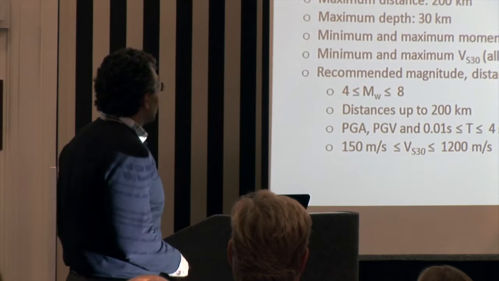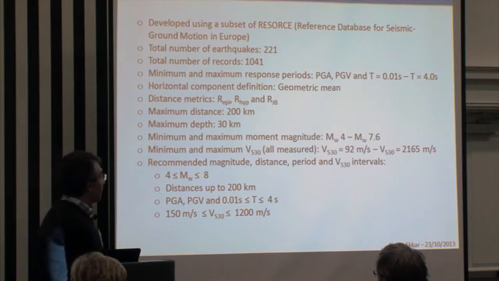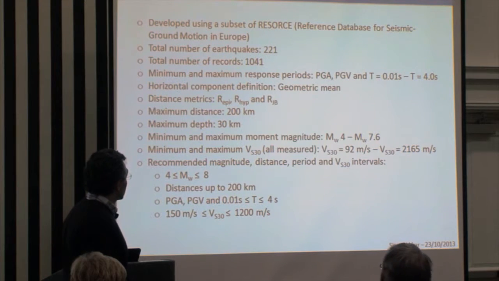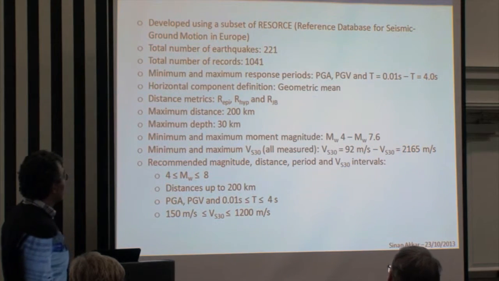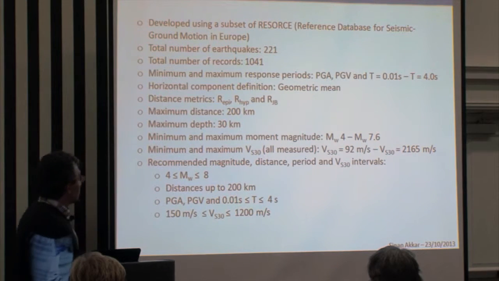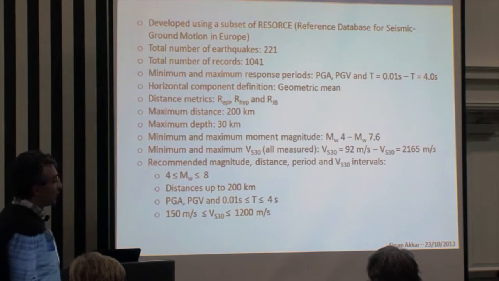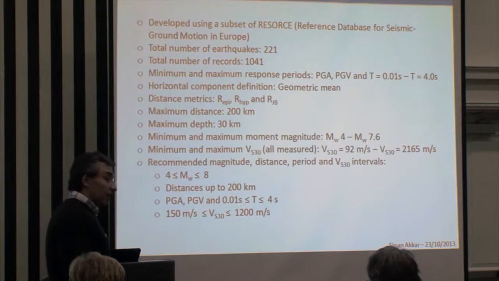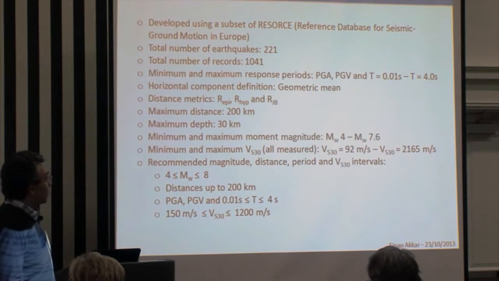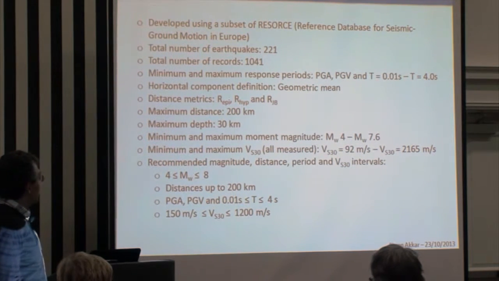All right, so these are the major features of the ASB13 predictive model. We used a subset of what we call RESORCE, which is hopefully going to replace Ambraseys et al.'s European Strong Motion Data Bank. We used a total of 221 earthquakes while developing the predictive model. The total number of records is a little bit over 1,000. We're predicting PGA, PGV, and spectral acceleration, PSA, between 0.01 seconds and 4 seconds. The horizontal component definition is geometric mean.